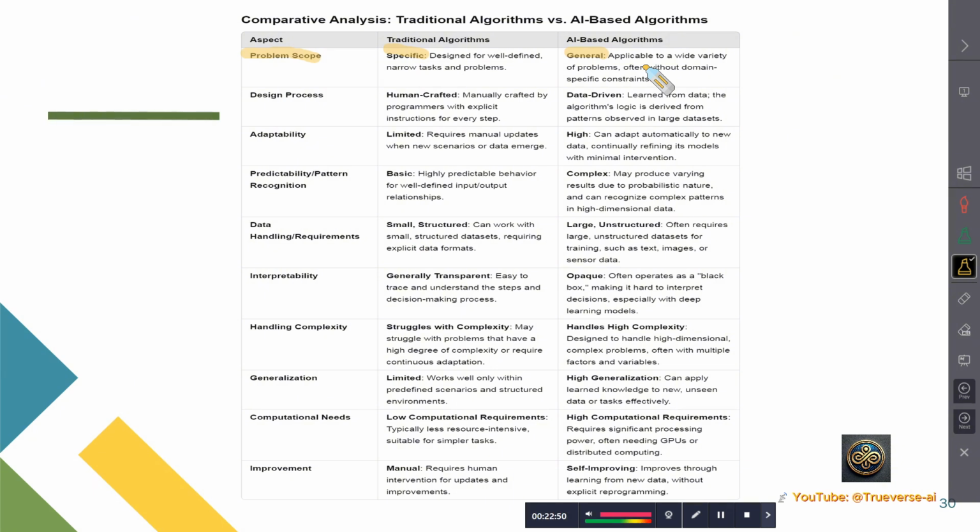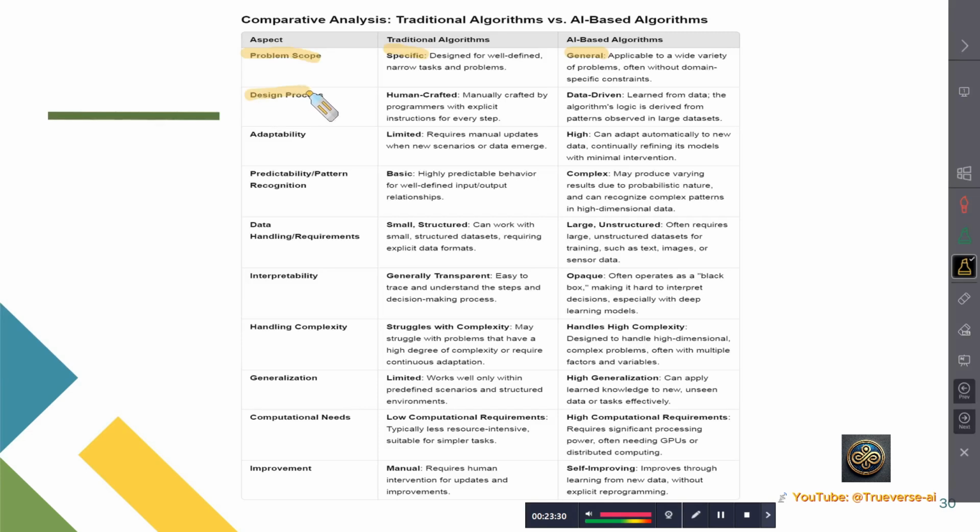AI's ability to handle diverse tasks makes it far more flexible, whether it is classifying images or making a recommendation. AI-based systems can adapt to different domains with minimal manual adjustment. So when we compare the two algorithms together, you see from the problem scope that it makes many things useful for you to understand what AI really is.